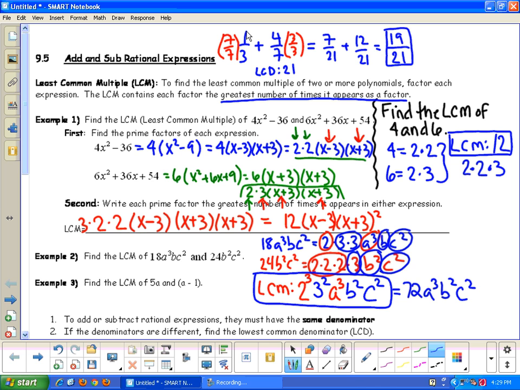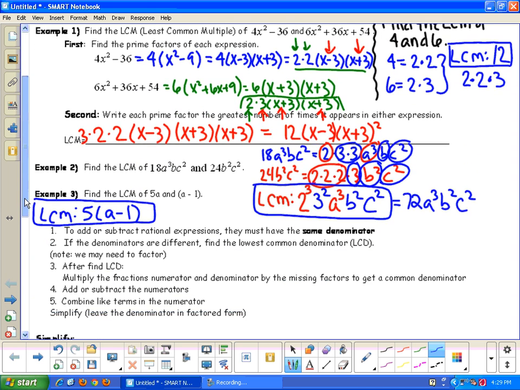Now if we look at the next one, find the least common multiple of 5 and a minus 1. So the least common multiple, 5 doesn't factor because it's already prime, and a minus 1 doesn't either, so my least common multiple for this one is just going to be 5 times a minus 1, and that would be my solution.